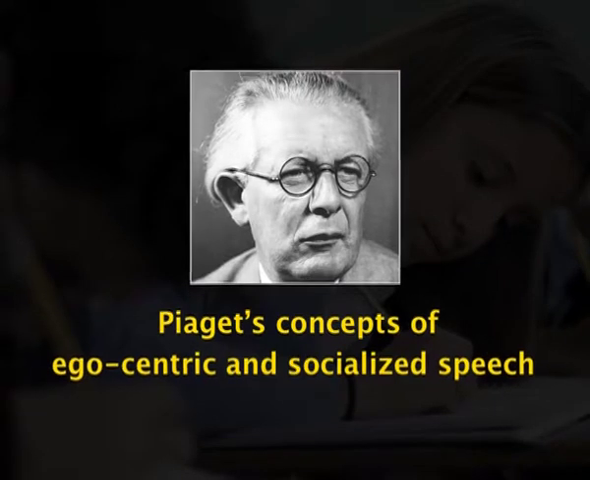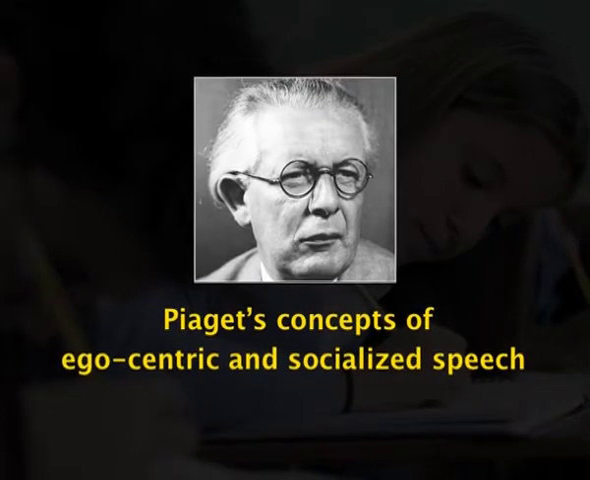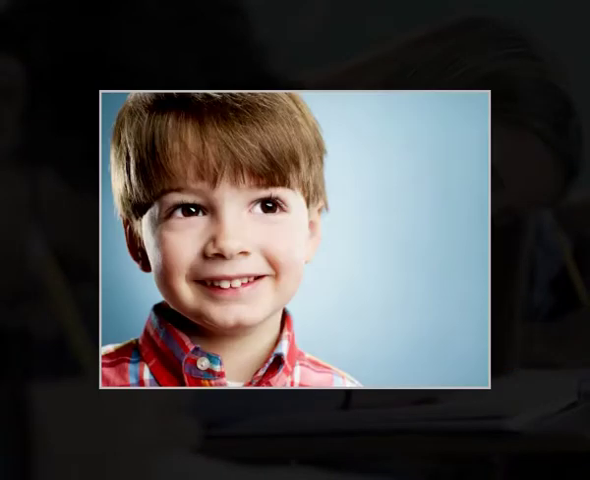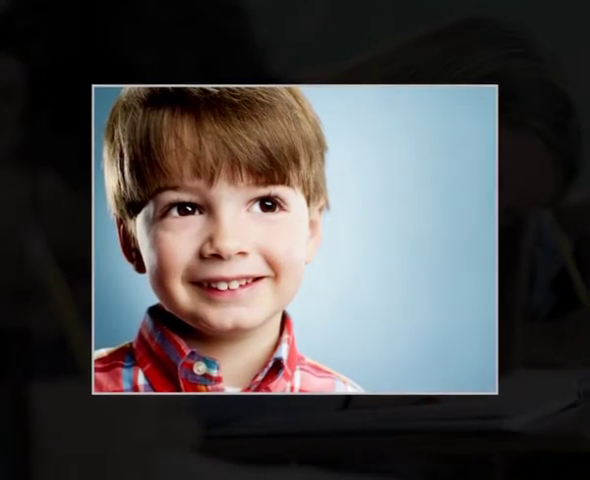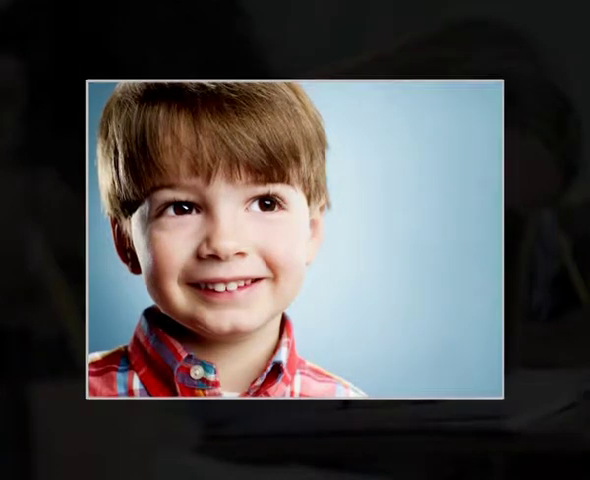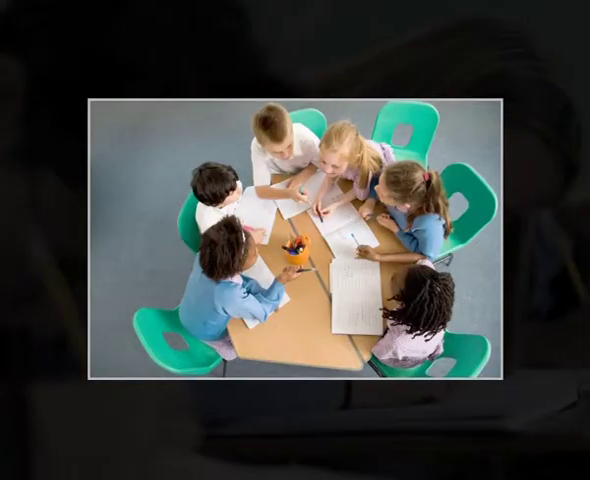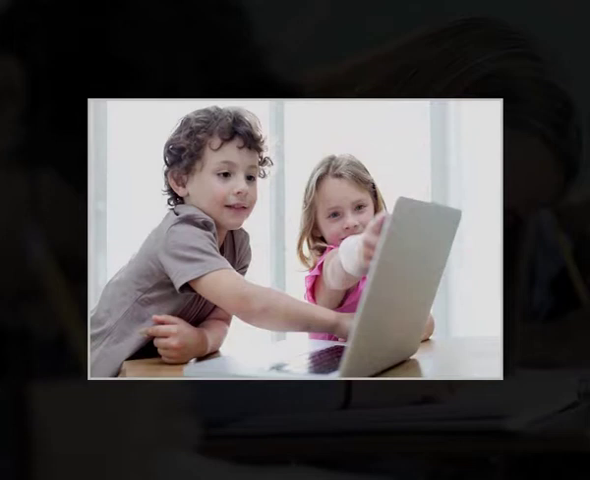Now, let us look at Piaget's concepts of egocentric and socialized speech. In egocentric speech, the child does not bother to know to whom he is talking, whether he is being listened to or not. He talks either to himself or for the pleasure of associating with anyone who happens to be there at that moment. He does not attempt to understand the other's point of view. In socio-centric speech, on the other hand, the child addresses other persons, considers their point of view, and tries to influence them or actually exchange ideas with them.